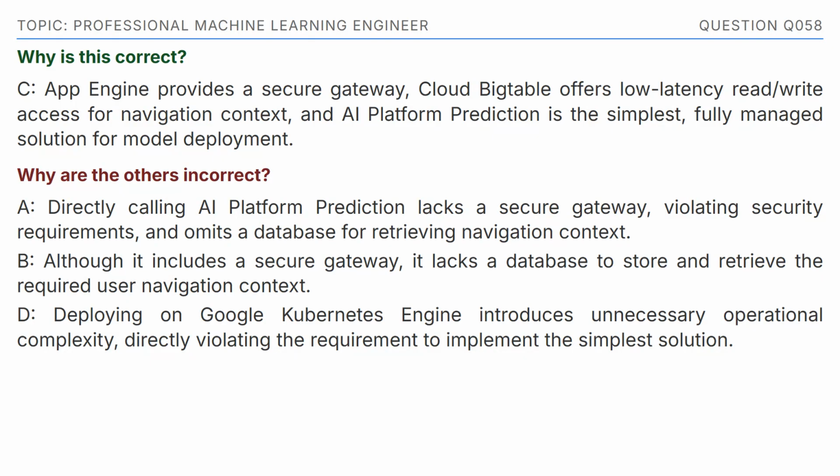Why is this correct? C. App Engine provides a secure gateway, Cloud Bigtable offers low latency read/write access for navigation context, and AI platform prediction is the simplest, fully managed solution for model deployment. Why are the others incorrect? A. Directly calling AI platform prediction lacks a secure gateway, violating security requirements, and omits a database for retrieving navigation context. B. Although it includes a secure gateway, it lacks a database to store and retrieve the required user navigation context. D. Deploying on Google Kubernetes Engine introduces unnecessary operational complexity, directly violating the requirement to implement the simplest solution.